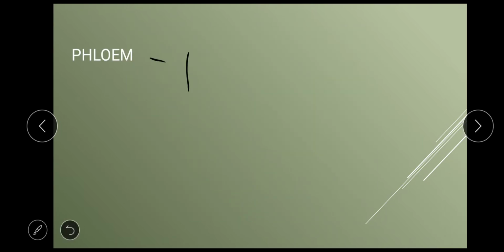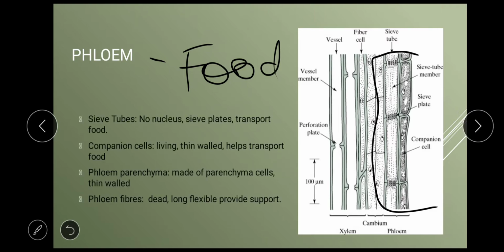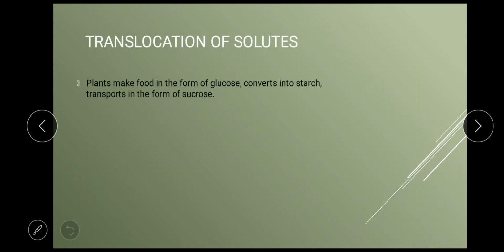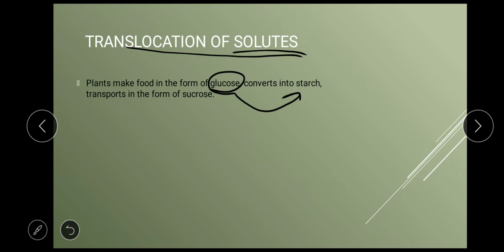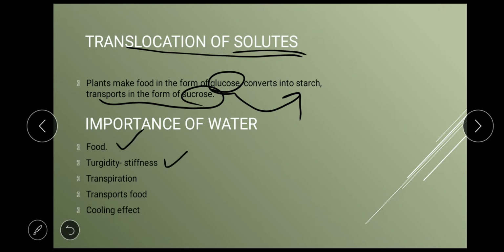Then we studied phloem which carries food. Okay, so this part was phloem here. The four cells of phloem: sieve tube, companion cells, phloem parenchyma and phloem fibers. Then we studied translocation of solutes, where food is made in the form of glucose, it converts to starch, and then it is transported in the form of sucrose. Then we studied some importance of water to make food, to keep the plant stiff. What is transpiration? We'll study in detail today what is transpiration. Then to transport the food, and it gives a cooling effect because of evaporation.